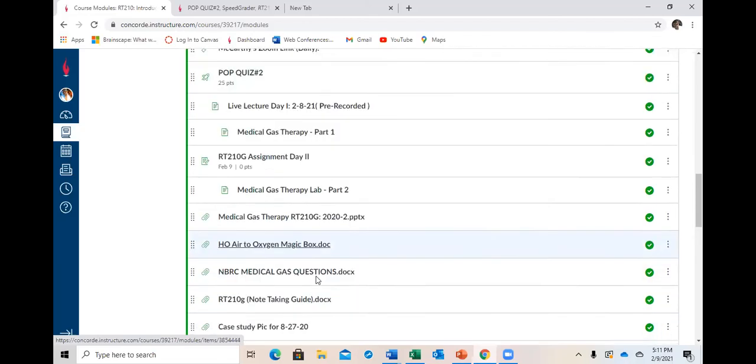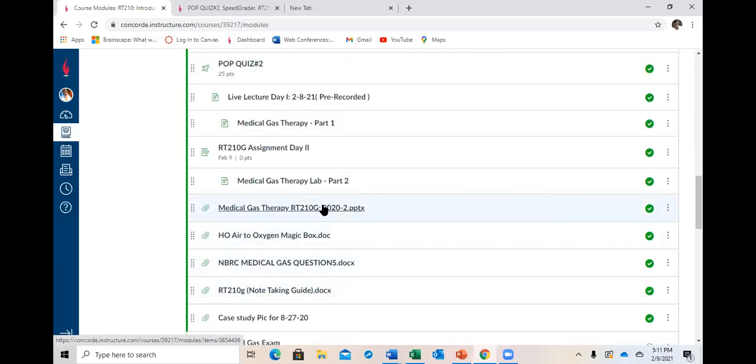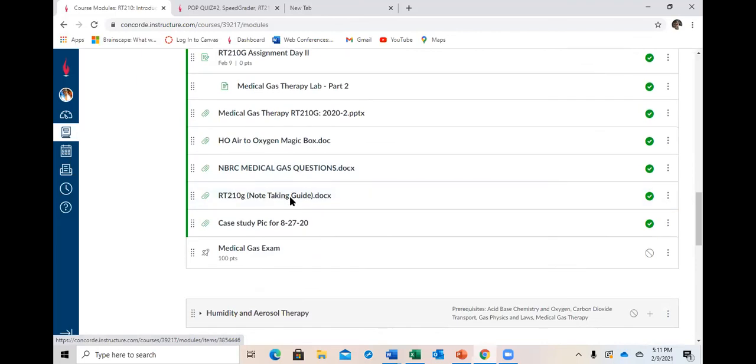This is the PowerPoint right here that we're learning now. If you want to look ahead a little bit, you can. This is the magic box form. It showed you how to do the magic box. There are a couple of NBRC board exam type questions if you want to play with that. Of course, the note-taking guide and a case study picture. This case study picture, when we get to the end, we'll do this together. It's kind of like putting everything together.